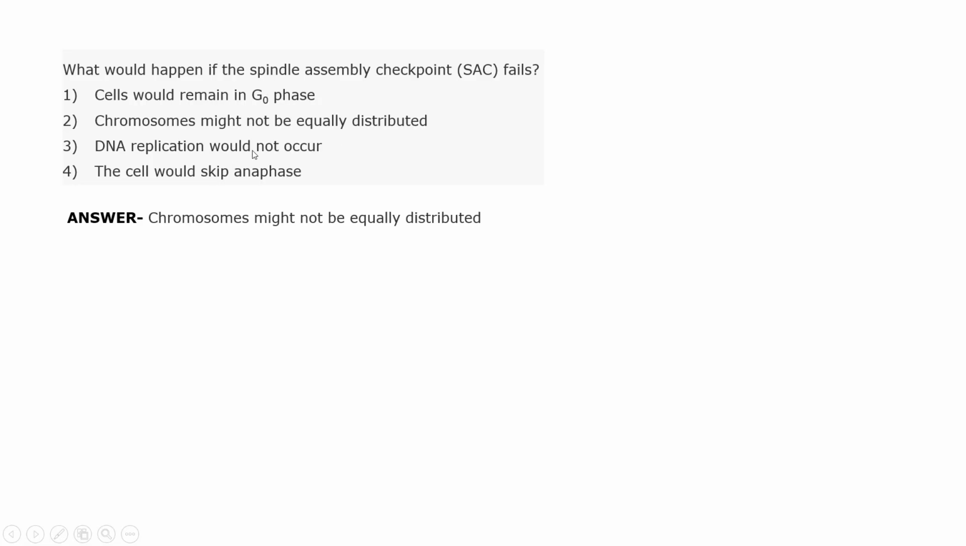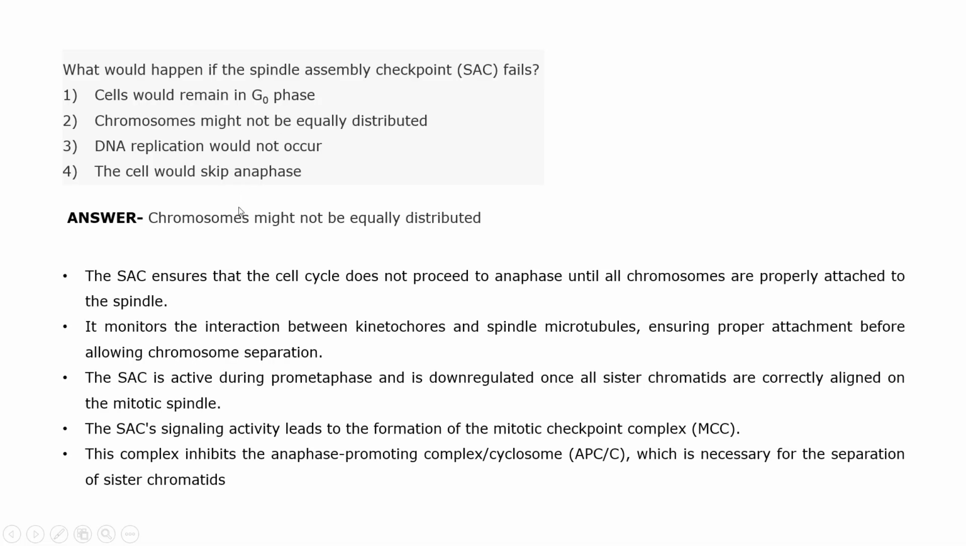DNA replication would not occur. That's a different thing. That's not associated with this step. And cells would skip anaphase. The checkpoint is actually present before that, so it wouldn't skip anaphase. Anaphase would happen, but chromosomes might not be equally distributed. This particular checkpoint ensures that the cell cycle does not proceed to anaphase until the chromosomes are properly attached to the spindle. That's what we have discussed now.